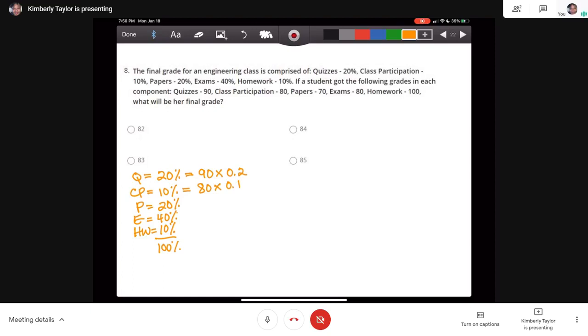And basically all that is, when you change your percent to a decimal, you're just moving the decimal place 2 places to the left. 1, 2. So 20% is 0.2 as a decimal. Okay? So that's all I'm doing here. So for the participation, you have 80 times 0.1.